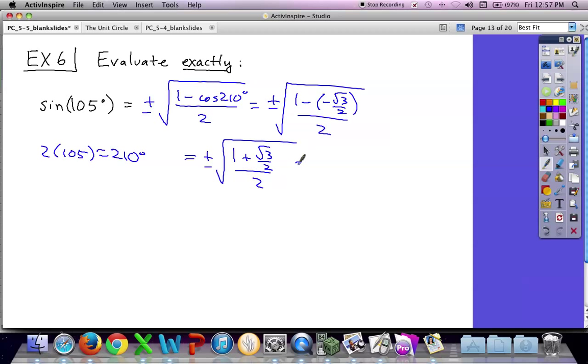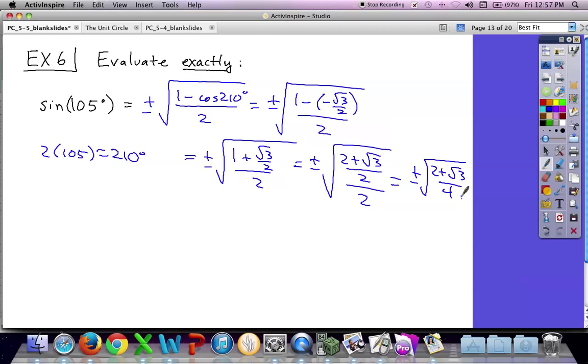which is plus or minus, find a common denominator in the numerator, right? That'll make that 2 over 2, or 2 plus the square root of 3 over 2, which is plus or minus the square root of 2 plus the square root of 3 over 4.